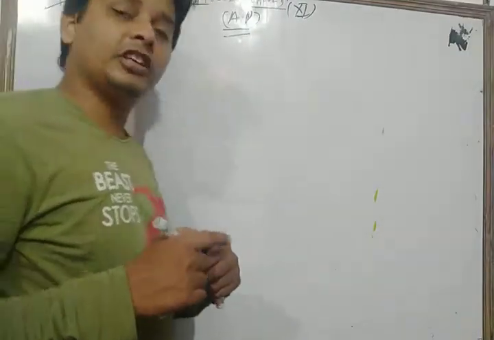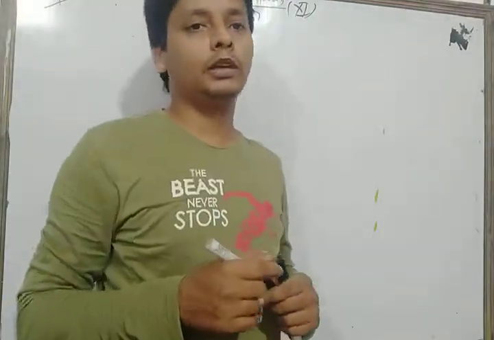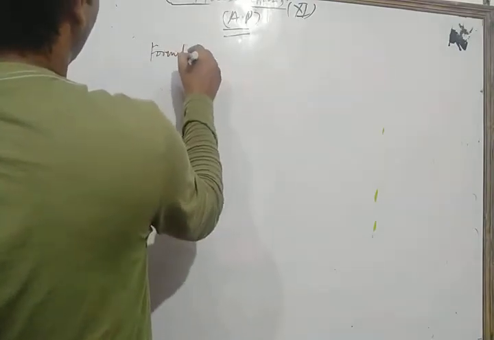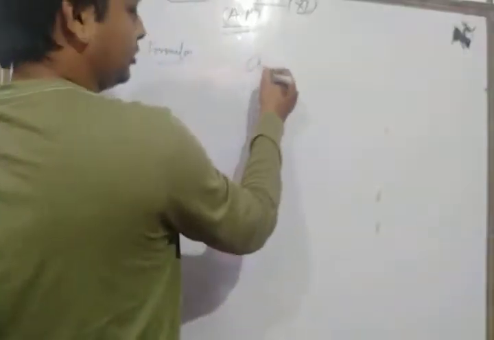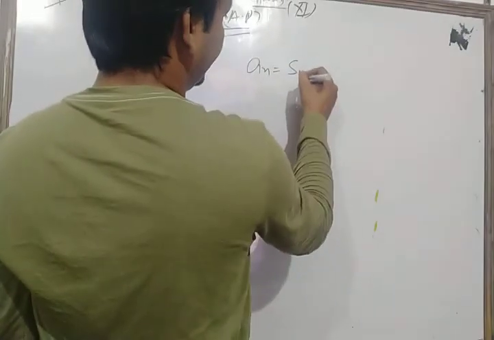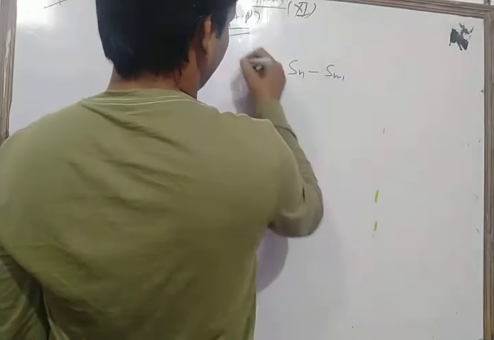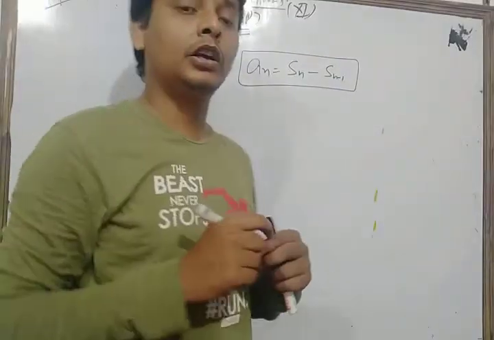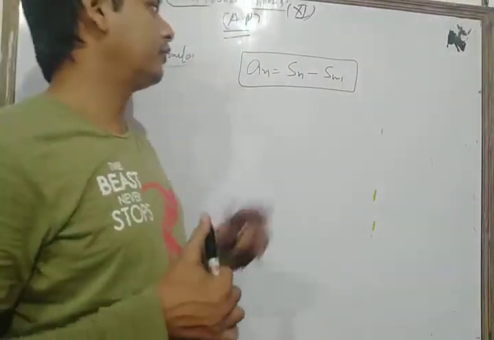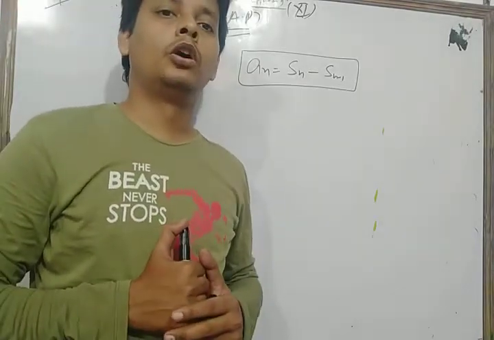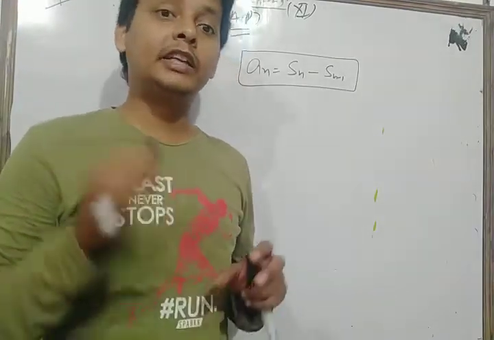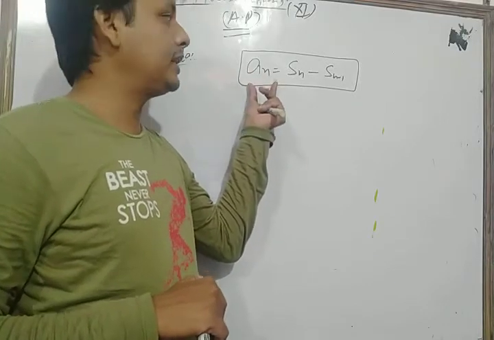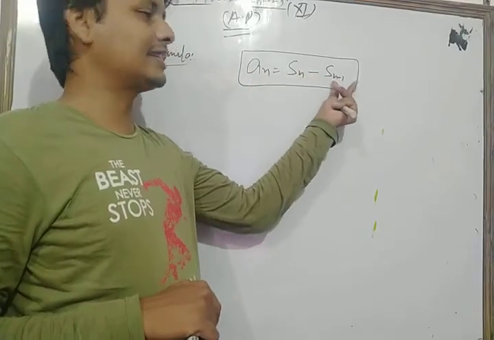Dear student, first you write one very important formula. The nth term of an AP is equal to the sum of n terms minus the sum of n minus 1 terms. This is the very important formula. Please write it, everyone. Suppose that in any condition the sum of n terms of an AP is given, then you can find its nth term by the formula Sn minus Sn minus 1.